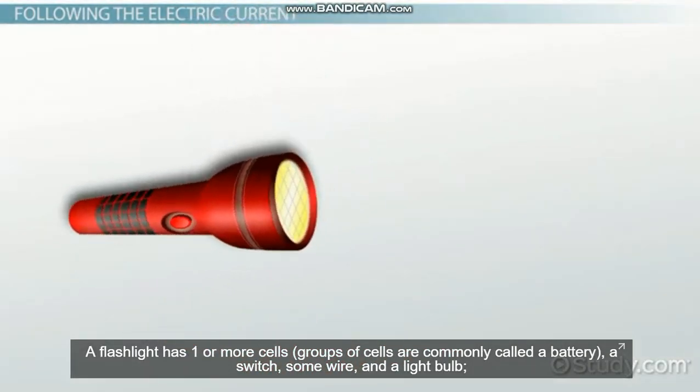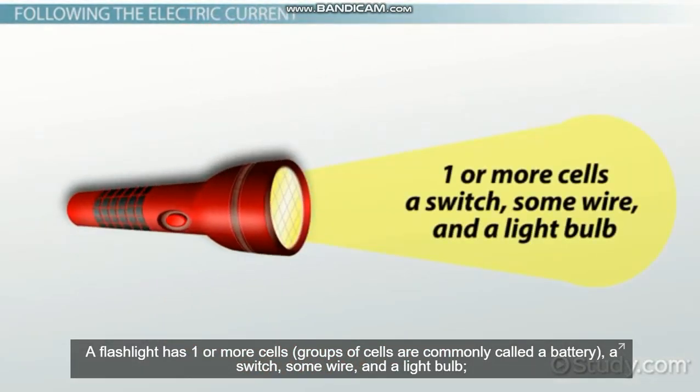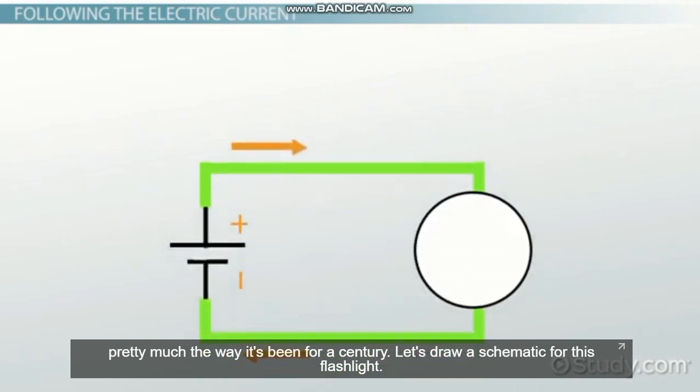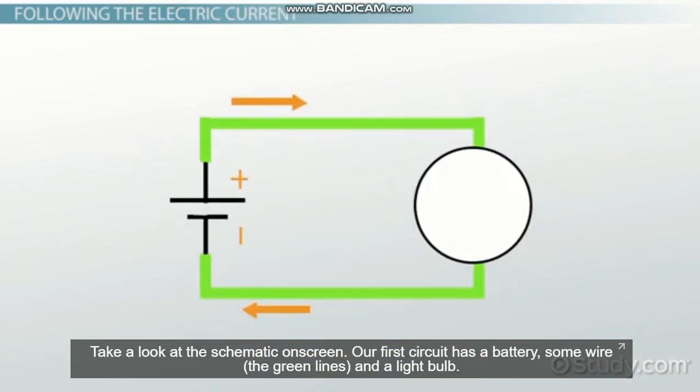A flashlight has one or more cells, groups of cells are commonly called a battery, a switch, some wire, and a light bulb. Pretty much the way it's been for a century. Let's draw a schematic for this flashlight. Take a look at the schematic on screen.